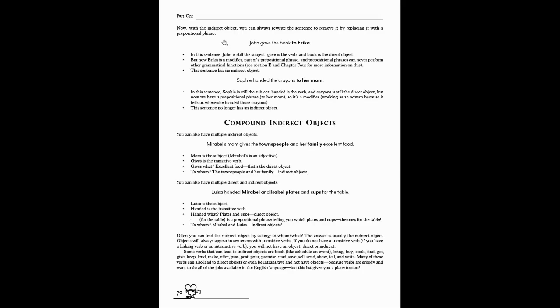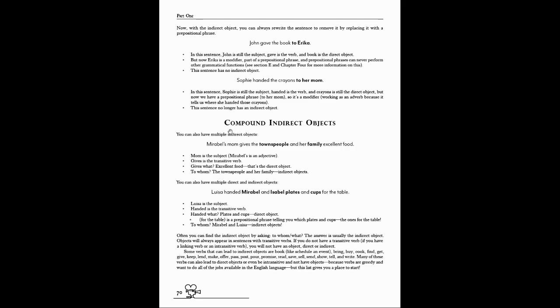Now, with the indirect object, you can always rewrite the sentence and remove it by putting a to in there. So you can add a prepositional phrase, and now this is no longer an indirect object. Now it is just a to Erica. To is a preposition, right? And it is acting as just a prepositional phrase. So John, what is John, the subject, doing? He's giving. What is he giving? He's giving the book. And that's really your sentence. There is no indirect object. And in this one, same thing. If you just hand the crayons to her mom, that is a prepositional phrase. So now we just have Sophie and she's handing some crayons. So we end at the direct object.